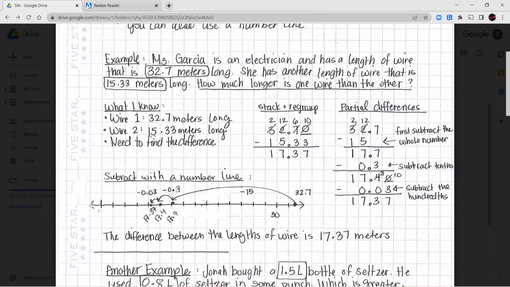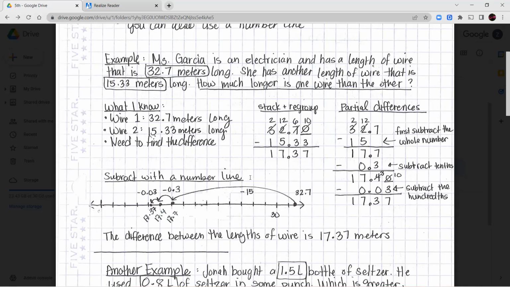Let's take a look at our first example. Mrs. Garcia is an electrician and has a length of wire that is 32 7/10 of a meter long. She has another length of wire that is 15 33/100 of a meter long. How much longer is one wire than the other? So I know the first wire is 32 7/10 of a meter long. The second one is 15 33/100 of a meter long, and I need to find the difference, which means I need to subtract.